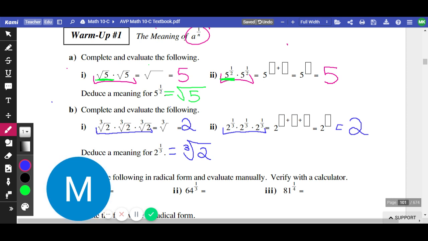Fantastic. These two things are not coincidental, okay? But these equal each other. If you look at the first one, we have 5 to the power of 1 divided by 2 is equal to the square root of 5. What's the index on the square root of 5? Remember, index is the little tiny number in front of the root sign. It's a 2.